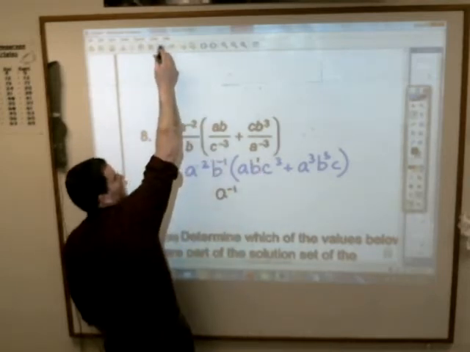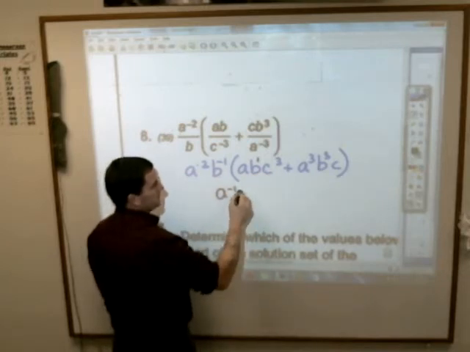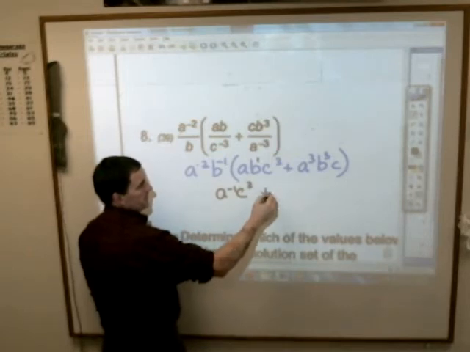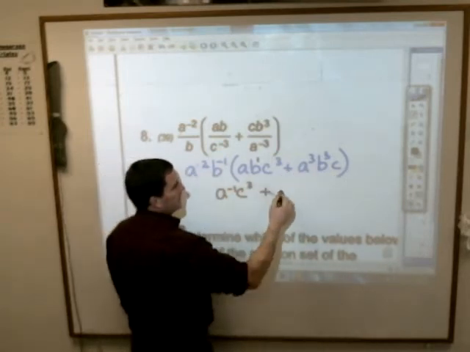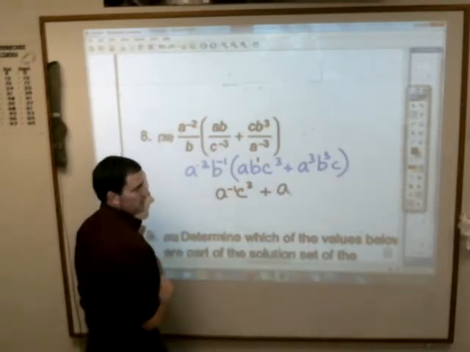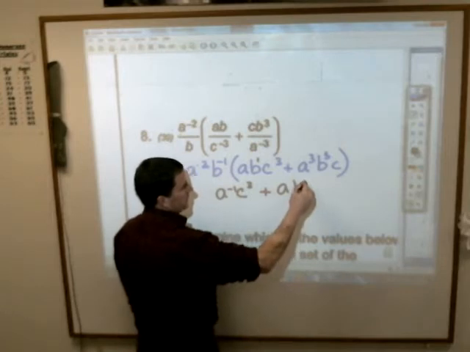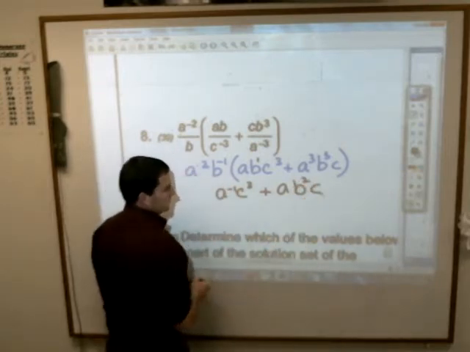Except I don't want to cross that off because I need to see it again. So there's no b, and then the c cubed just gets put there because there's no other c's there. Plus, and then I have to multiply this times this. A to the negative 2, a to the positive 3 is just a. B negative 1, b 3, add those together, you get b squared. There's still no c there, so the c stays.